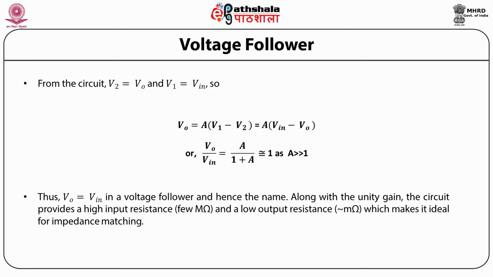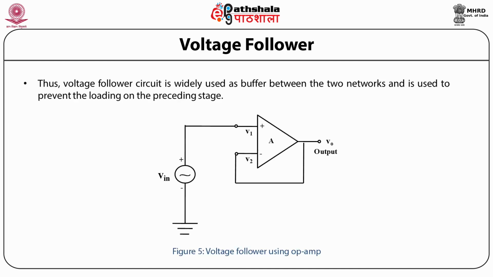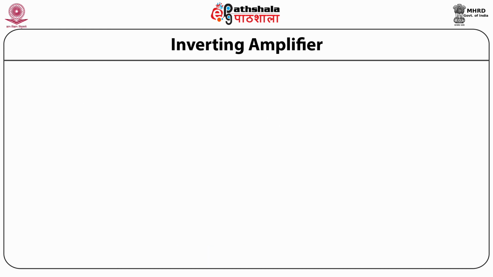Along with the unity gain, the circuit provides a high input resistance, that is of the order of few megaohms, and a low output resistance, which is of the order of milliohms, which makes it ideal for impedance matching. Thus, the voltage follower circuit is widely used as a buffer between the two networks and is used to prevent the loading on the preceding stage. We next discuss the inverting amplifier.